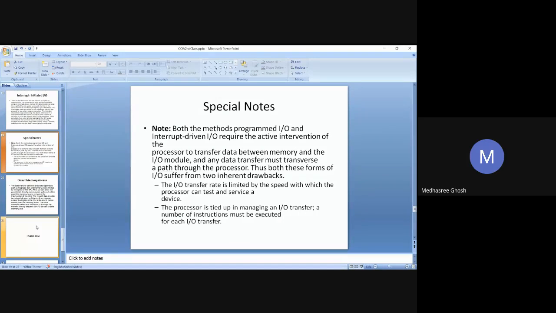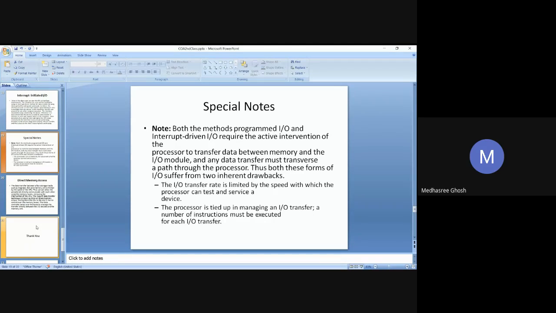Both methods, programmed IO and interrupt driven IO, what is interrupt initiated IO, require the active intervention of the processor. See, we are saying that the processor has to be interrupted. The processor needs to keep monitoring. There is no direct access to the memory from the input output device. So that is where the problem arises. Whenever an input output device needs to access the memory, it needs to disturb the CPU. See, I have to access the memory, please give me permission. Right?